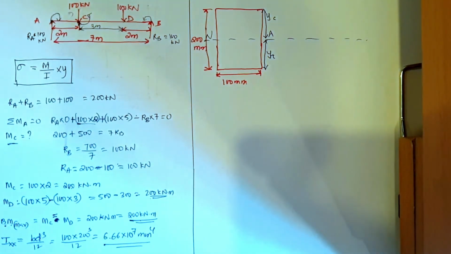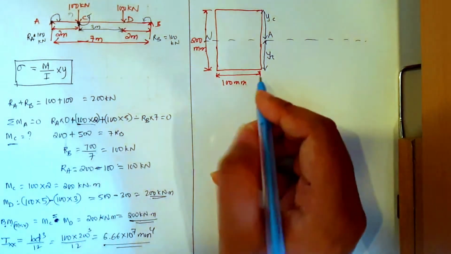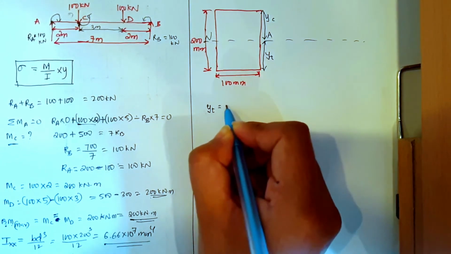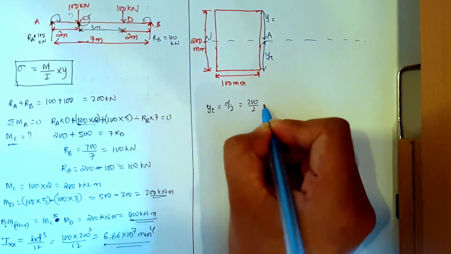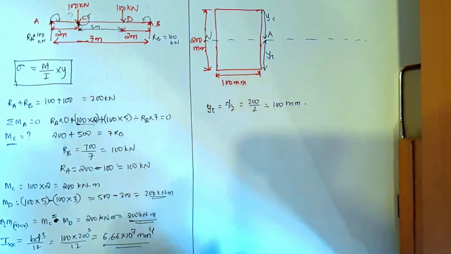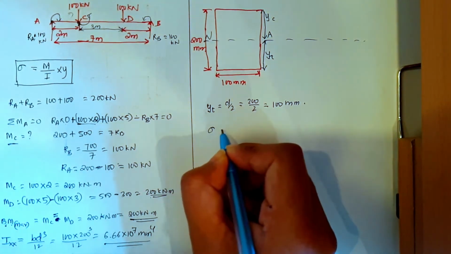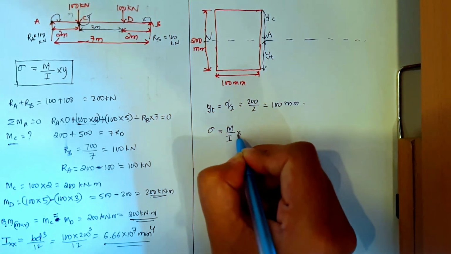Now we have been asked to find the maximum bending stress induced on the beam. So where is the maximum? In the tension zone, positive, right? So YT will be equal to D by 2, which is equal to 200 divided by 2, which is equal to 100 mm. Okay, now let us find sigma will be equal to M by I into y.